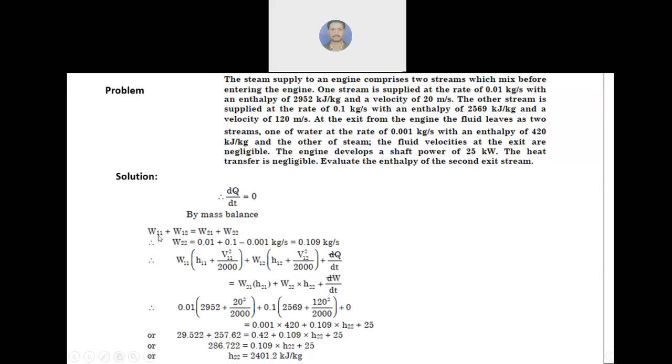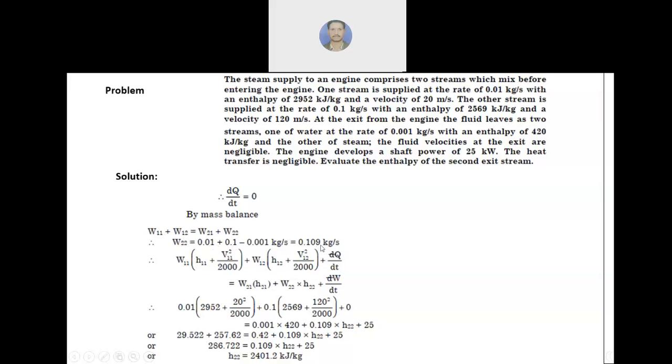Mass flow rate, if you remember, I told you mass flow rate is represented by either small w or m dot. So this is small w. This is not work, this is mass flow rate. So W11 plus W12 equals W21 plus W22. 1 represents inlet, 2 represents outlet, and the second subscript, 1 and 2, is for the stream. So these data values are given to you.